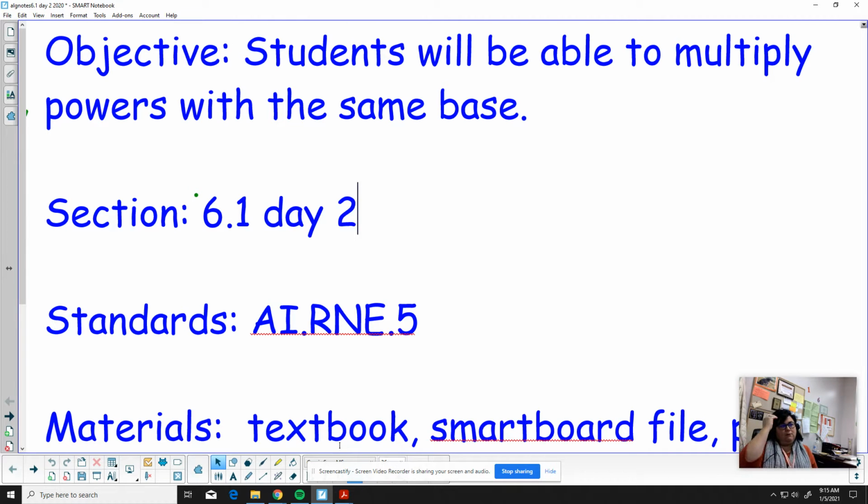This is the video for section 6.1, day 2. We're going to multiply powers with the same base today, so we're going to learn the rules for that.